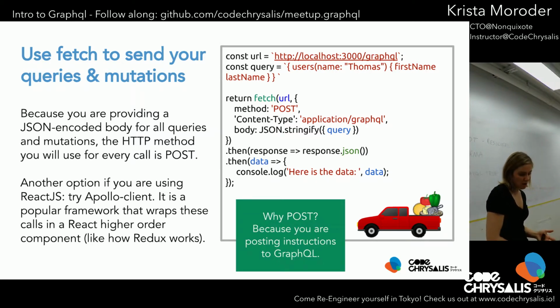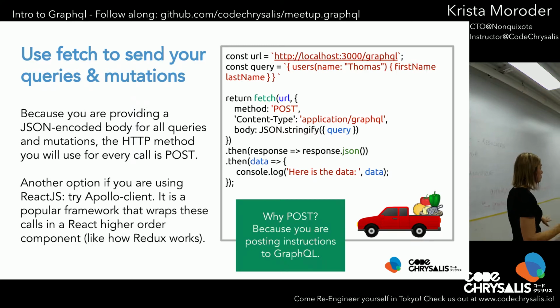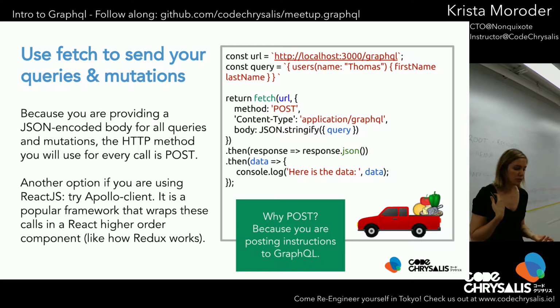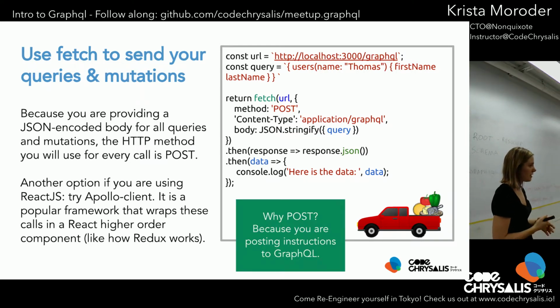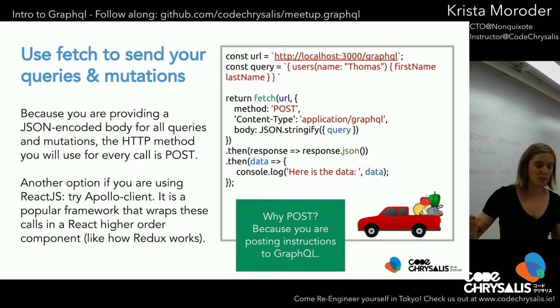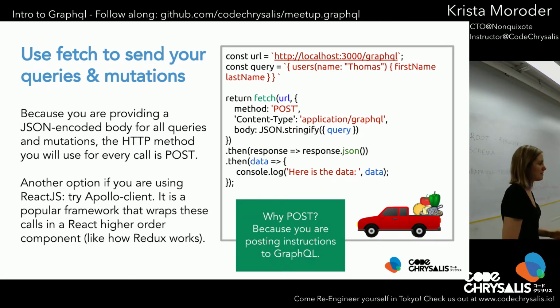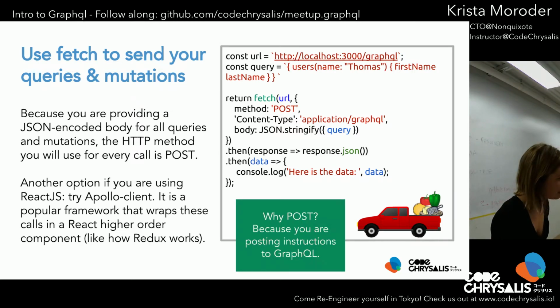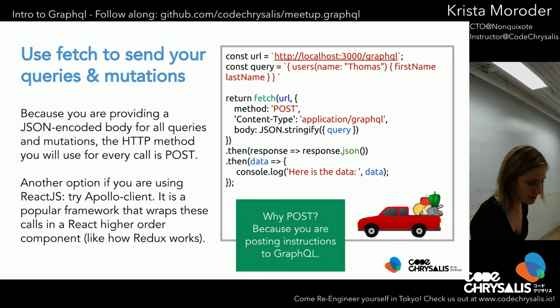If you are setting up a front end, which we won't be doing during this workshop, I recommend trying Apollo Client. If you're using React, it's a higher order component that wraps around everything and makes it a lot easier to interact with. Again, why POST? Because you're posting instructions to GraphQL. I'm going to keep saying that because that's where everyone messes up the first time, because you expect it to be GET or PATCH, or I guess probably not PATCH, most people use PUT, but everything else.